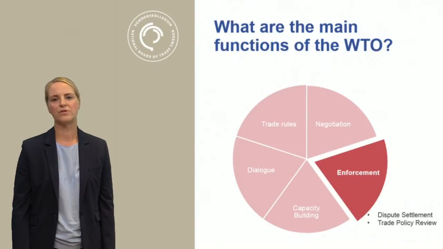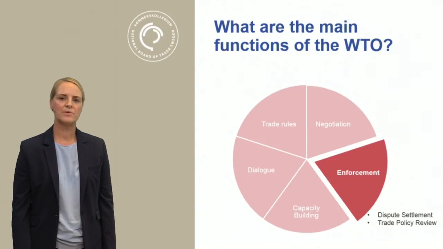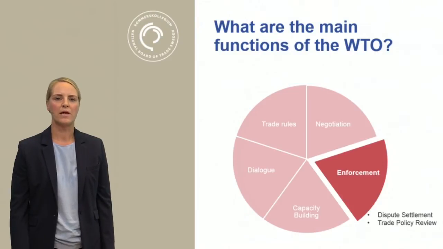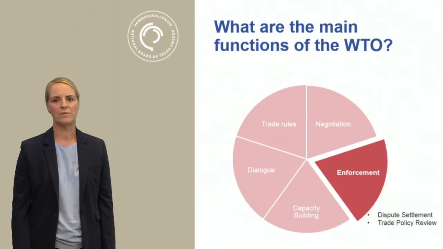Secondly, the WTO administers 2 important enforcement mechanisms, which are central elements in providing security and predictability to the multilateral trading system. One of these is the dispute settlement system, which is a forum where members can bring disputes if they think their rights under the agreements are being infringed. The aim is to preserve the rights and obligations of members under the covered agreements and to clarify the provisions of these agreements. The dispute settlement system is often referred to as one of WTO's prime achievements.